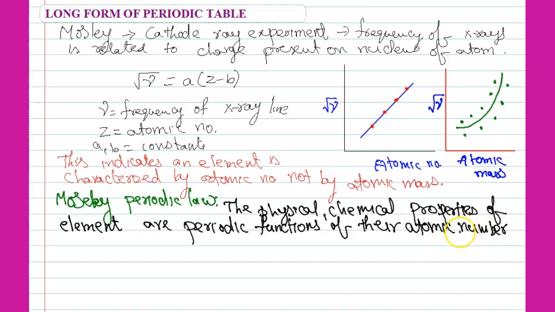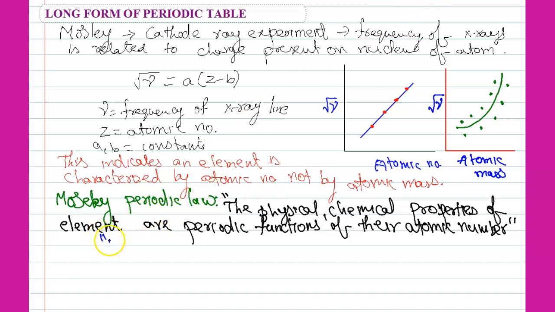Actually here, atomic number means nothing but the number of electrons, and also the number of protons. Based on the number of electrons, we can write the electronic configuration also. So we can modify this periodic law also. Instead of atomic number, we can write electronic configuration, because based on atomic number, that means number of electrons, we can write the configuration.